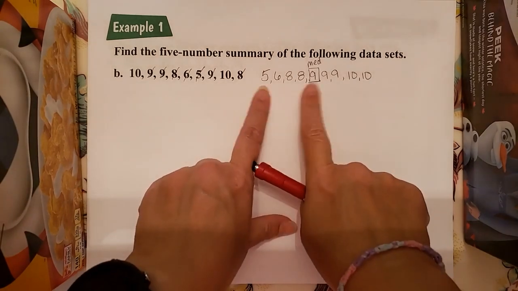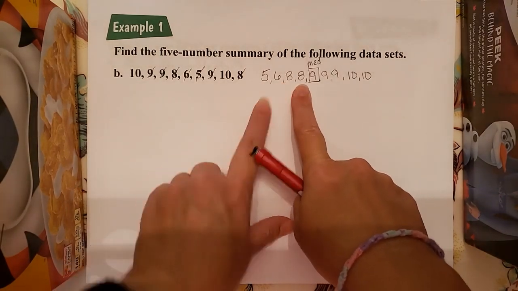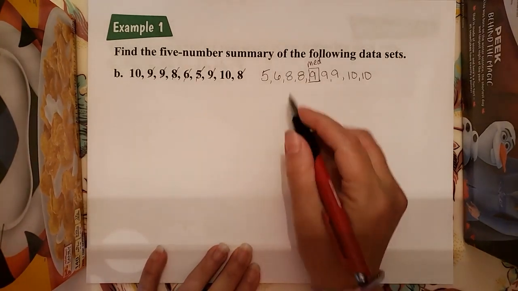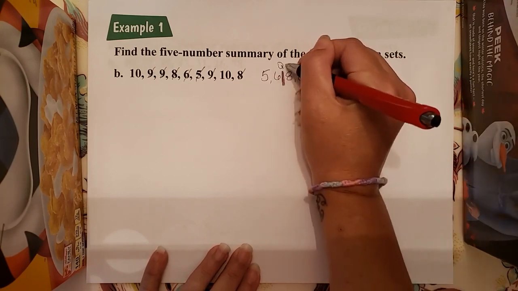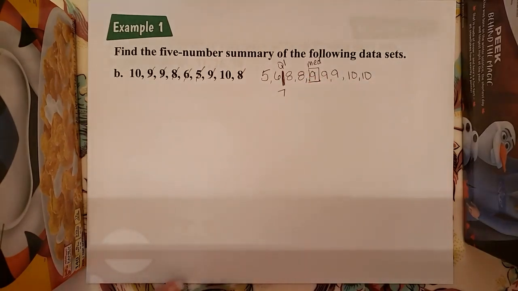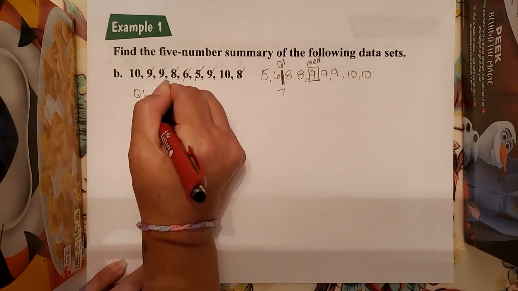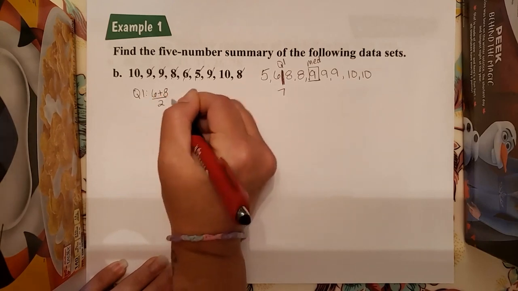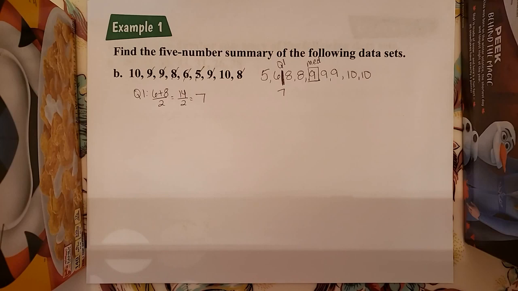Now we're going to look at the lower half of our data. I have 5, 6, 8, 8. The middle number is going to be in between 6 and 8. Some of you might already know what that is, right? What's in between 6 and 8? That's going to be 7. We can figure it out mathematically. I can say this is going to be Q1, 6 plus 8 divided by 2. Well, 6 and 8 is 14. Divide that by 2 and we get 7.